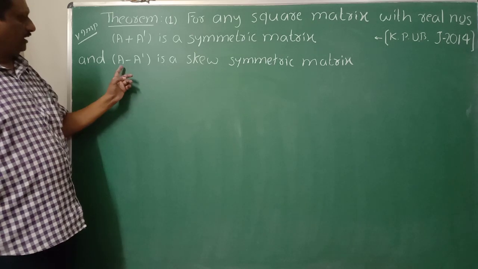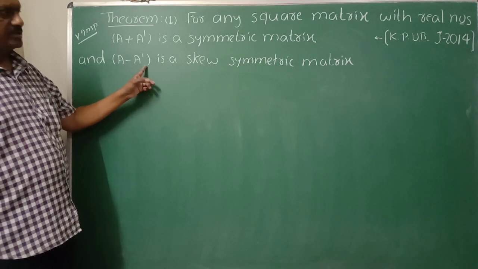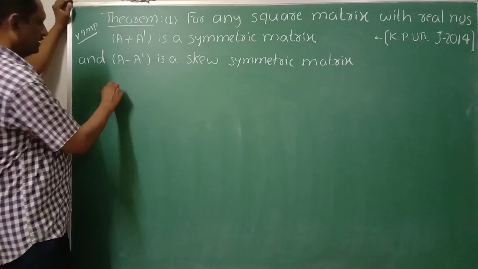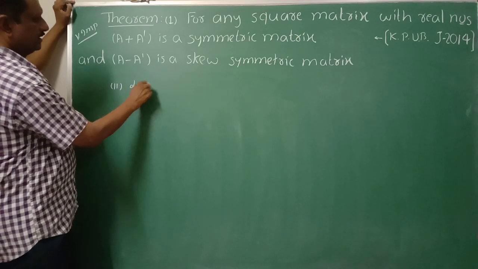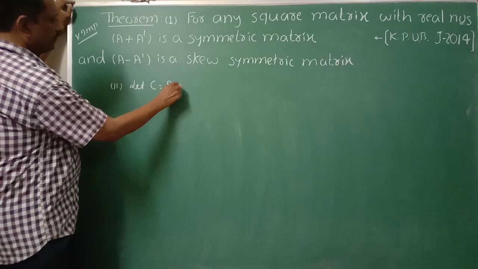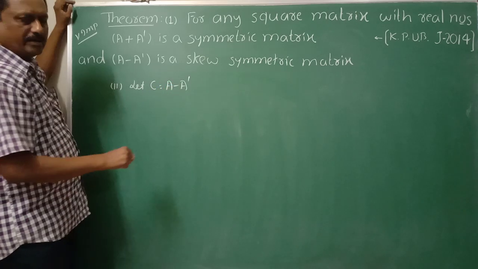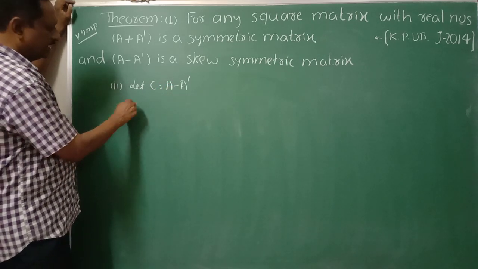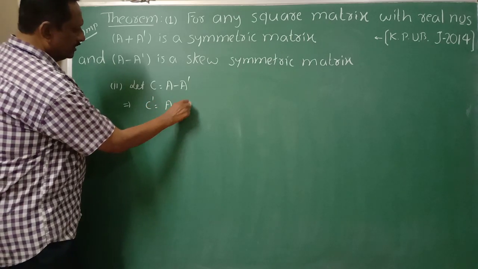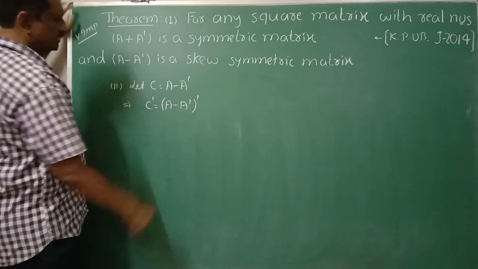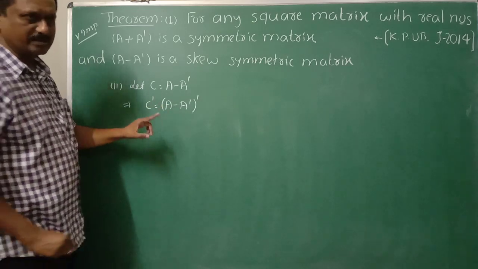So now you prove A minus A dash is a skew symmetric matrix here. Second result, take this one as C. Let C is equal to A minus A dash. Taking transpose on both sides, C dash is equal to (A minus A dash) whole dash.